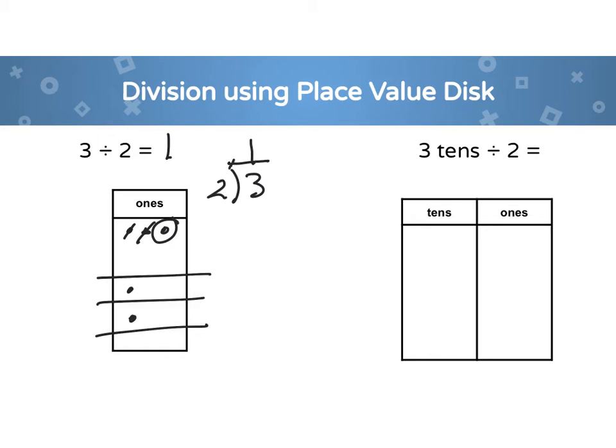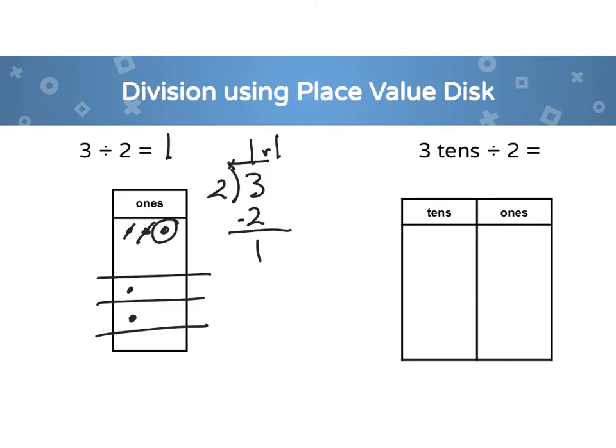And then we multiply, mom, 2, sister, subtract, bring down. There's nothing to bring down. So then I'm comparing. Is my 1 smaller than what I'm dividing by, 2? Yes, it is. So my remainder is 1. Okay, so let's go on to the next one.